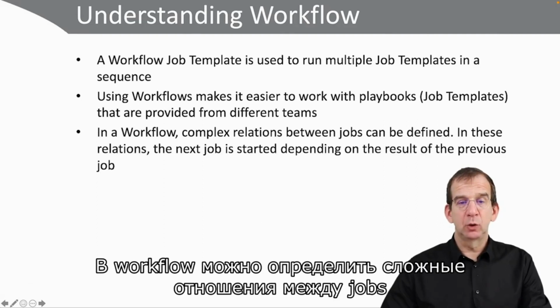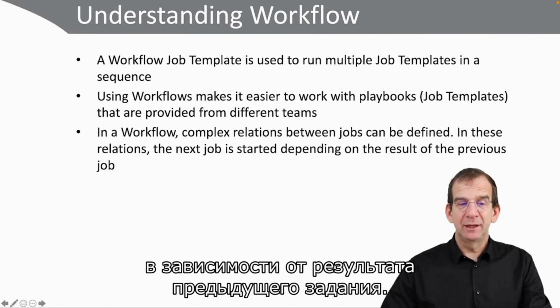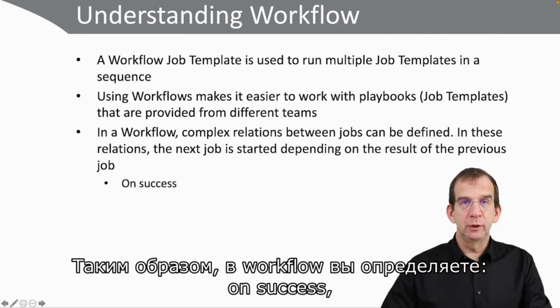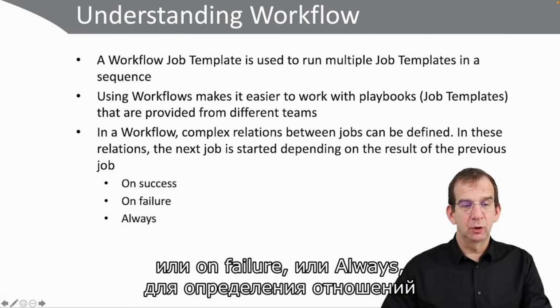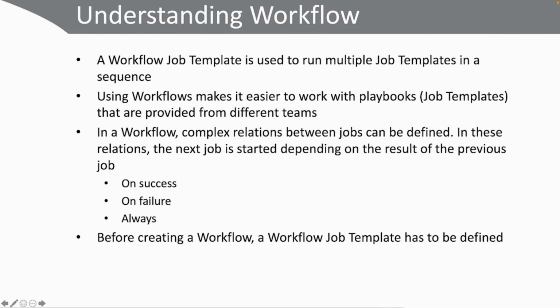In a workflow, complex relations between jobs can be defined. And in these relations, the next job is started depending on the result of the previous job. And if the previous job failed, you can start an alternative job as well. So in a workflow, you will define on success, on failure, or always to define the relations between job number 1 and job number 2.